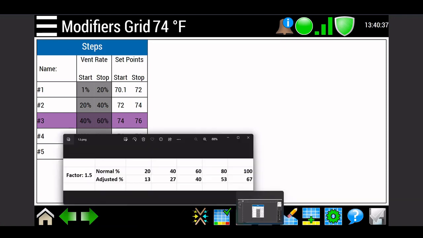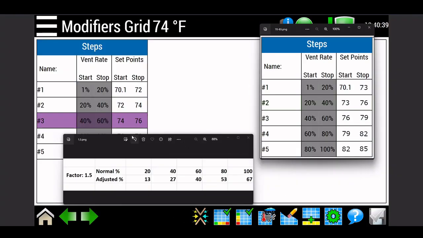On our real chart, or the normal one, just throw these back up. On here, 76 should be 60. So why are we doing 40? Well, if we look here, normal percentage 60 divided by 1.5 equals 40%.